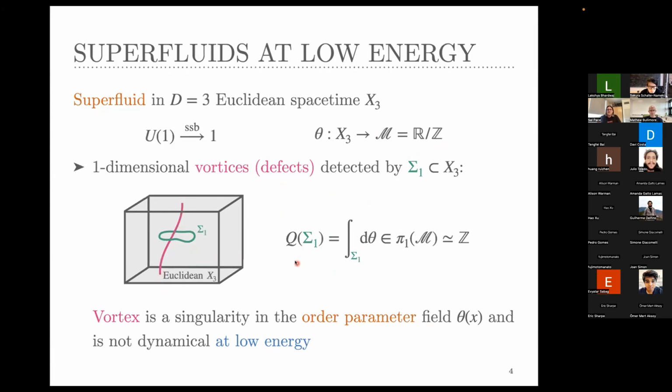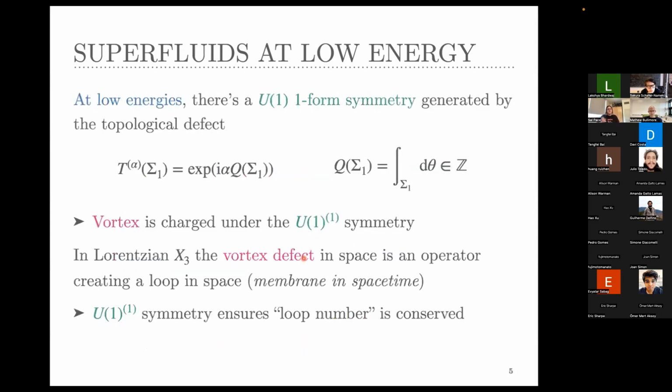Okay. This vortex, really it's a singularity of the order parameter field theta. At low energy, it's not dynamical. It's something you add in by hand to the theory and it just sits there. It's never going to break open or anything like that. At these energy scales, where there's no pair production, the vortex line won't break open, and there's a U(1) 1-form symmetry.